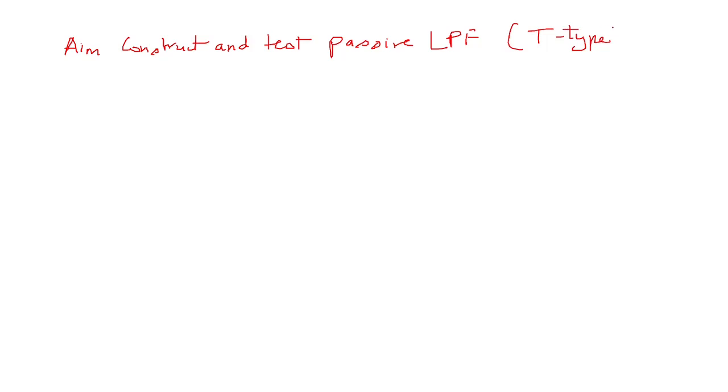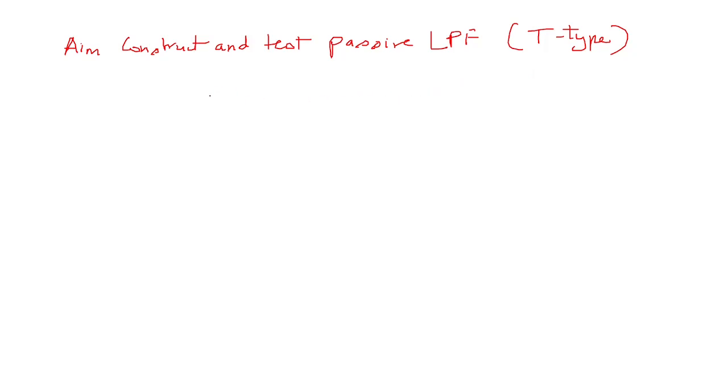Okay, now as far as the experiments are concerned, we will see one experiment in our lab. So the aim of the experiment will be to construct and test a passive low pass filter. We are speaking it as passive because we are going to use all the passive components like inductor and capacitor. Passive low pass filter, and here we want a T-type passive low pass filter for a given cutoff frequency.